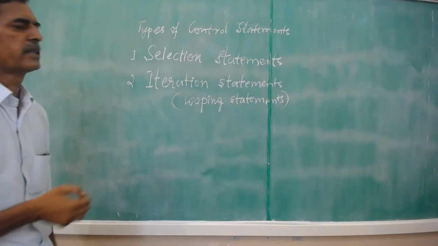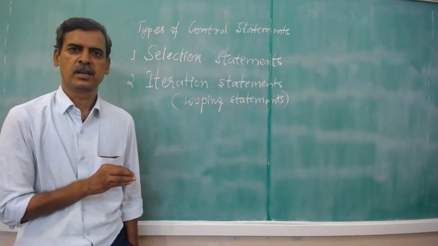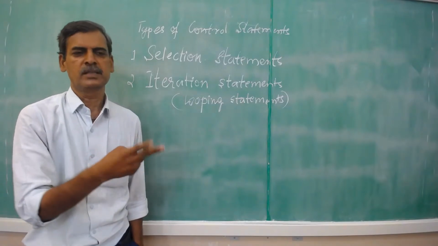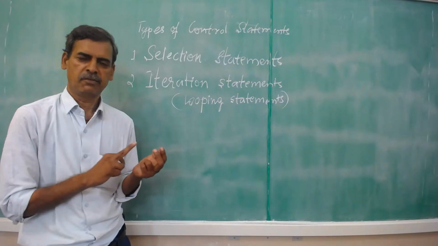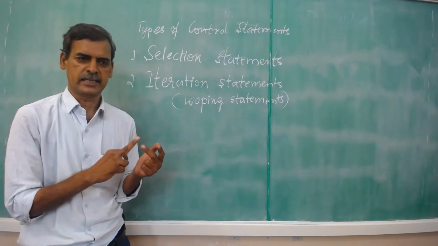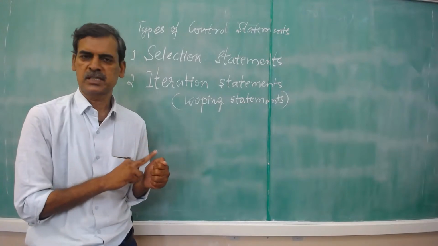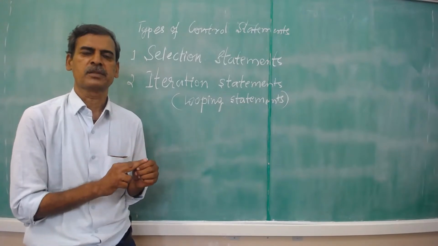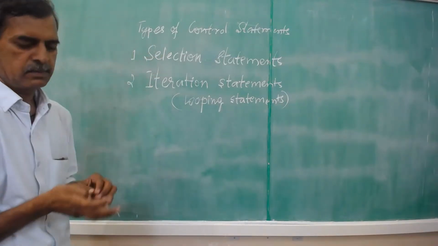The first one is selection statement. We have different types of selection statement. Already you studied in first year. To revise it once again, first one is if statement, if else statement, nested if statement, if else if statement, and switch statement. These are the 5 types of selection statements available in C++.